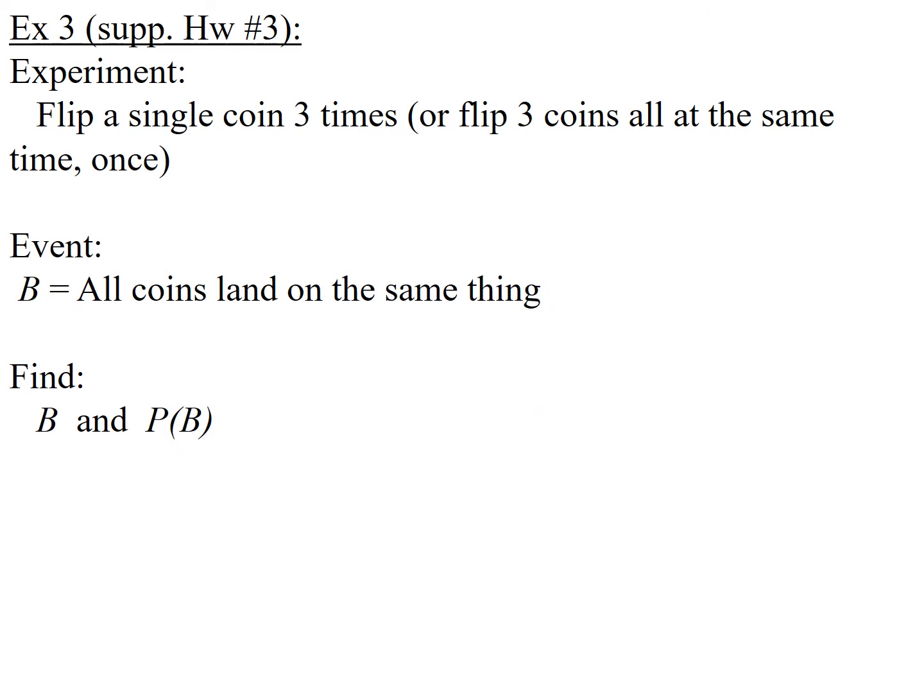Okay, so another event. This time it says all the coins land on the same thing. So that's what B is. And the question, again, is asking us to find 2 things. B, which is an event, and then probability of B, which is a number. So this is a list we're going to find, and this is a number that we're looking for. Okay. So to find B, it's a list. So curly brackets.